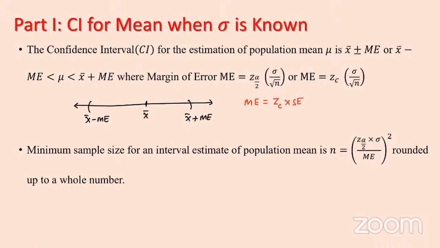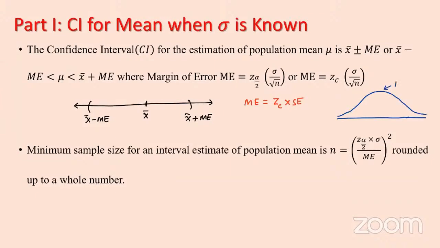But how do we find that Z critical? That is really important here. What is Z critical? We can find Z critical from the normal distribution. So we draw the normal distribution. In fact, we draw the standard normal distribution because we have Z value there, right? So let's draw one just to represent this.